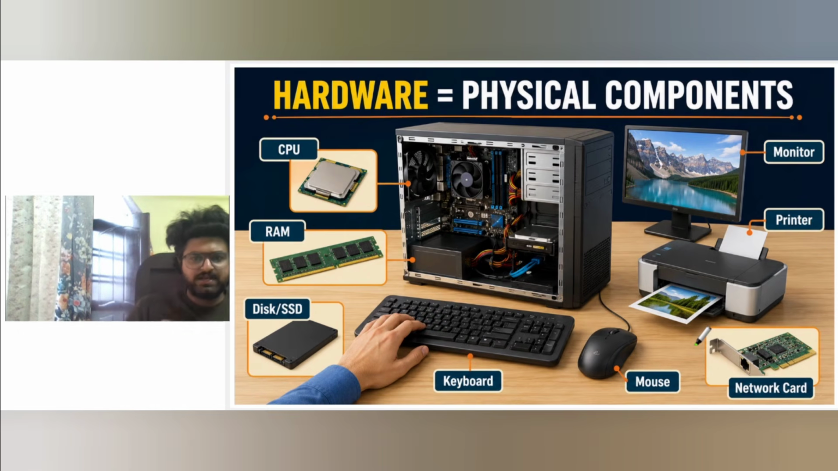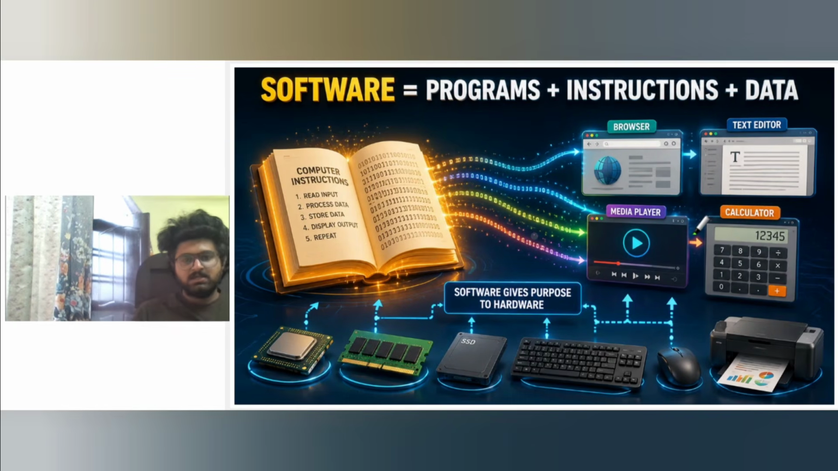Hardware are the physical components in the system. As it is mentioned here, CPU, RAM, disk, keyboard, mouse, network card for accessing the internet, printer, and monitor. Software is the programs plus instructions plus data. Software is the purpose why we need hardware. So let me rephrase that.